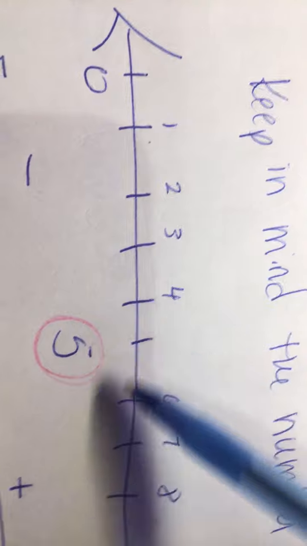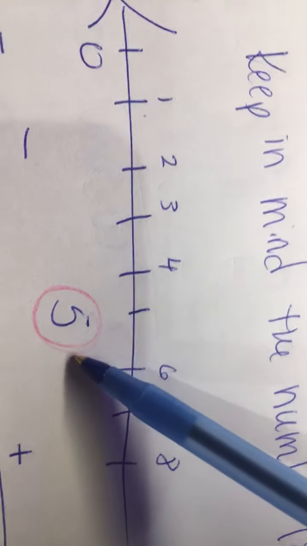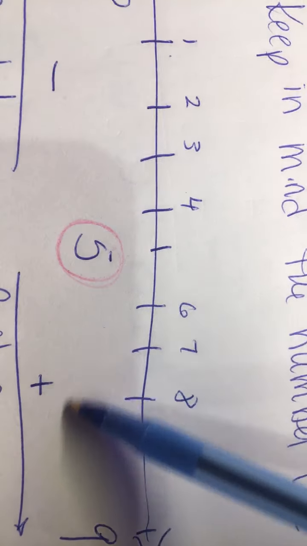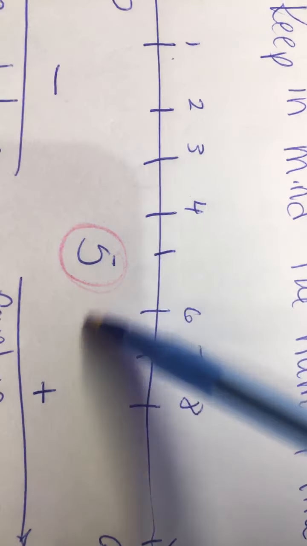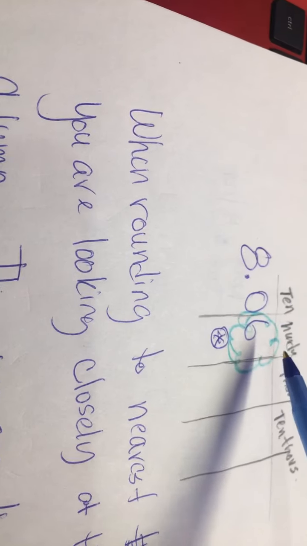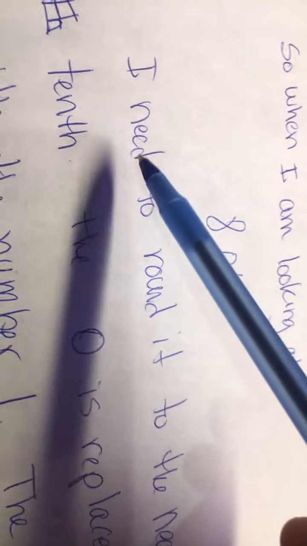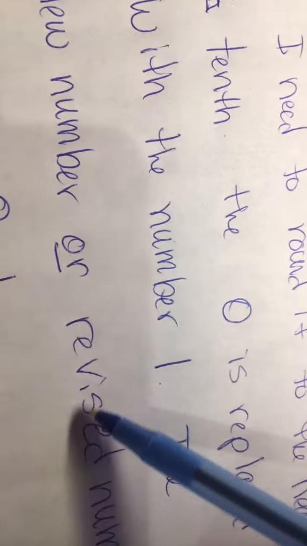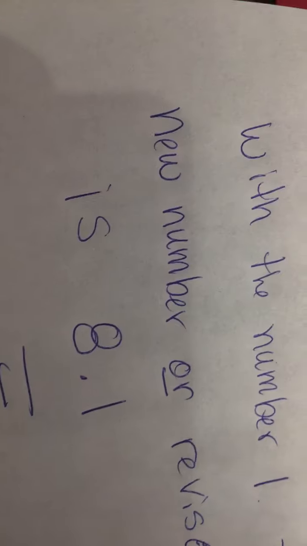So I look closely at it. If you need to draw a number line, keep in mind your number line. So when I have 5 in the middle, 6 is past 5, so I'm going to round definitely up. I'm going to round up to the next number. So when I round up to the next number, that next number in this case will be 1. My answer then turns into 8.1. So looking at 8.06, I need to round it to the nearest tenth. 0 is replaced with the number 1. And our new answer, or new revised number, is 8.1.